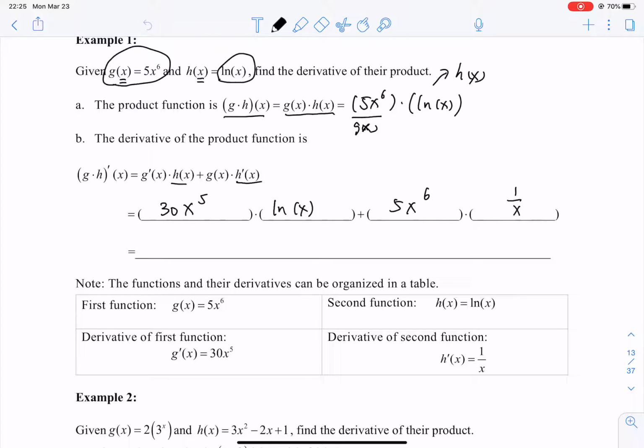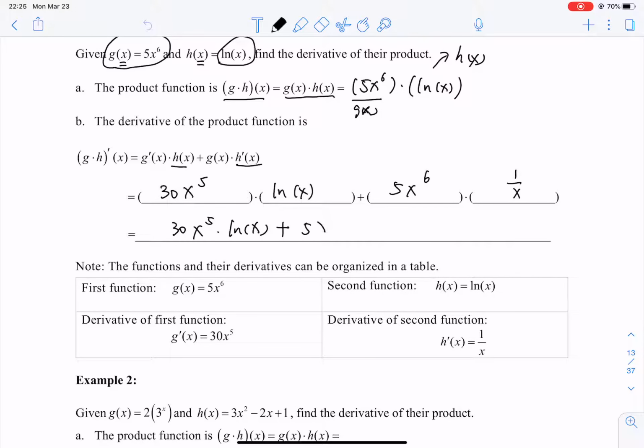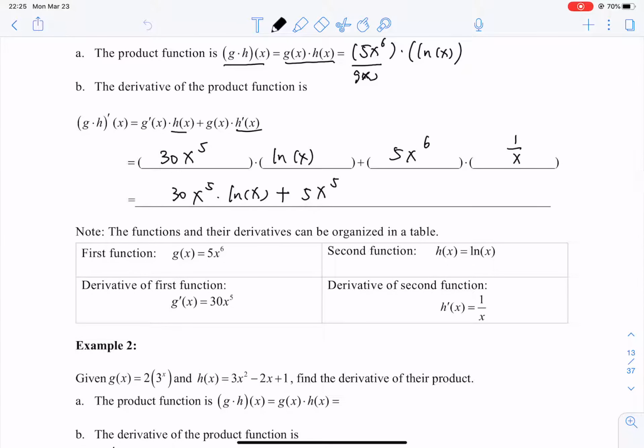So next step, let's combine the common terms. So the first one is just 30x to the 5th power multiplied by natural log of x. The first term is the same, and in the second term the x can be cancelled, so just 5x to the 5th power. Then we are done.